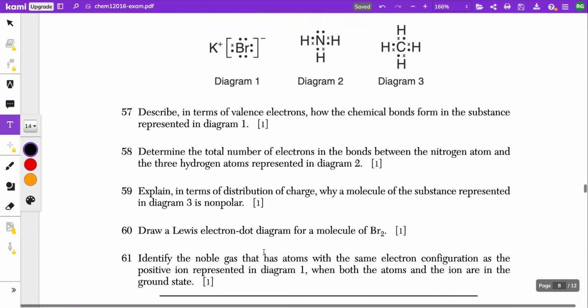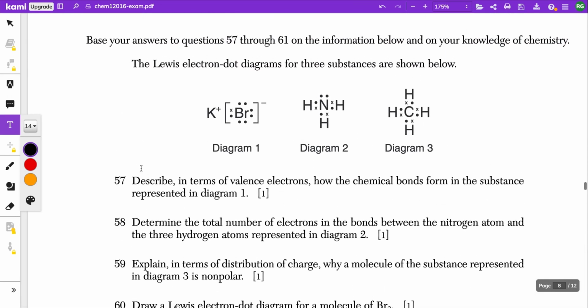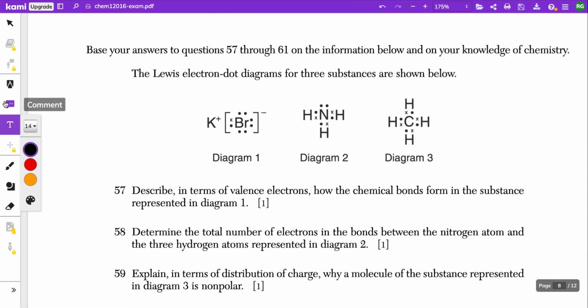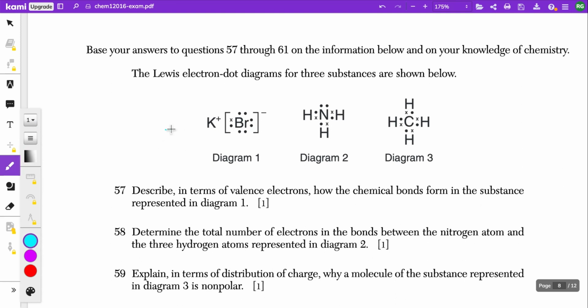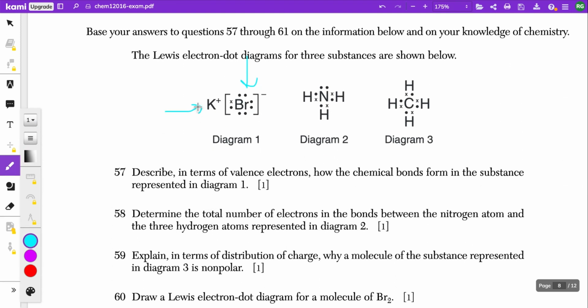In terms of valence electrons, how do chemical bonds form in the substance KBr? So we have a metal and a non-metal, so we know this is an ionic compound. K is giving away one of its electrons to Br, which gladly accepts it.